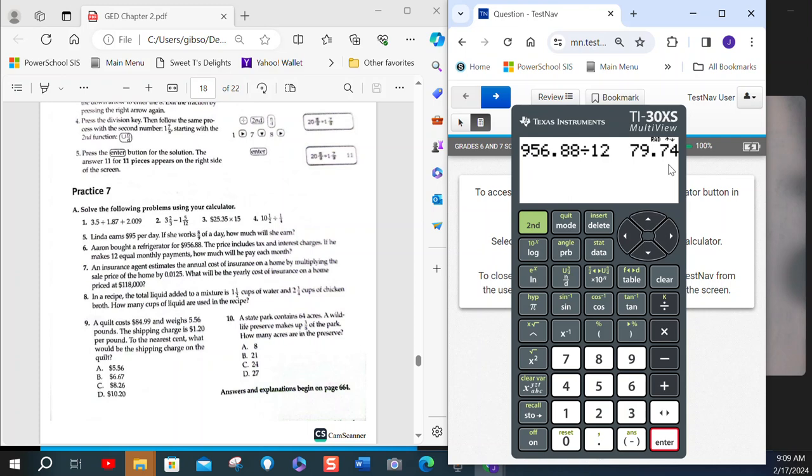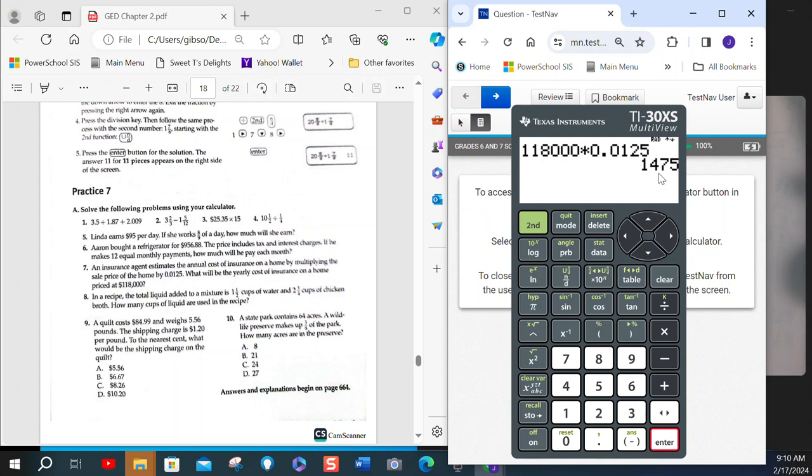We look at problem number 7. An insurance agent estimates the annual cost of insurance on a home by multiplying the sale price of the home by 0.0125. What would be the yearly cost of insurance on a home priced at 118,000? Okay, so we clear this. We'll take 118,000 and multiply it by the decimal that was given to us, 0.0125, and press enter. And that'll be $1,475.